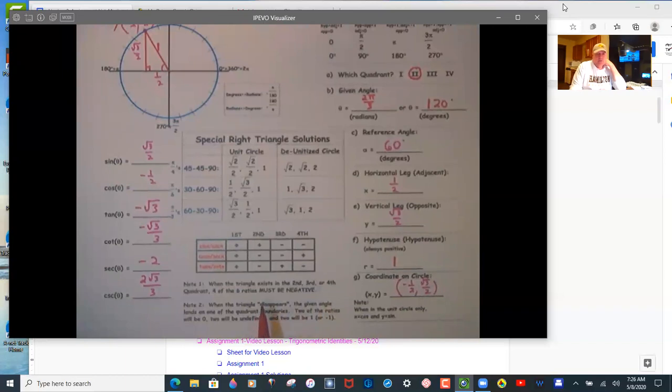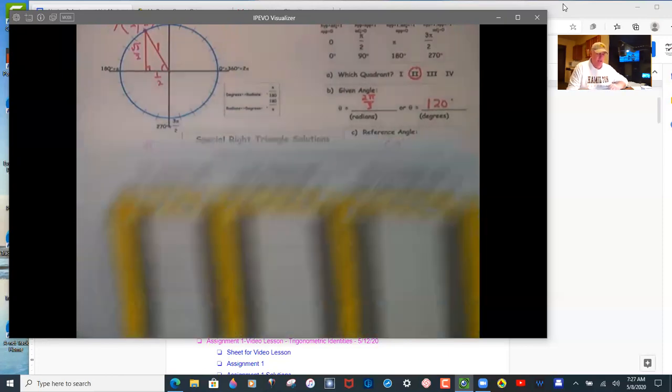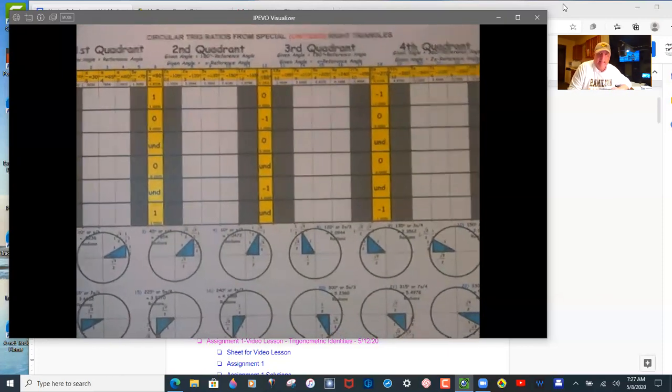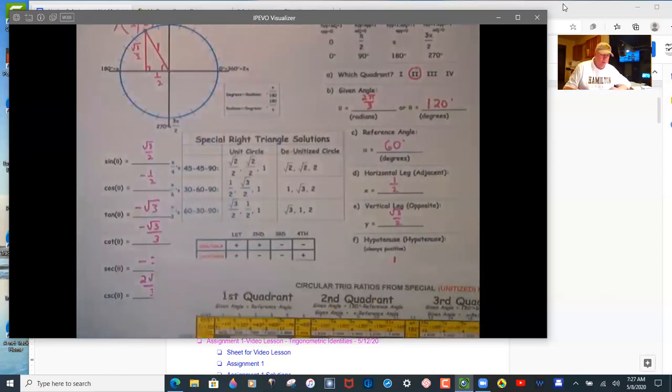These notes here are good to look at, to read. And so 4 of the 6 must be negative when you're in the second, third, or fourth quadrant. And when the triangle disappears, the given angle lands on one of the quadrant boundaries. That's not going to be in this assignment, but it will be on the table that you're filling out. It's included. I did that for you. So what are you going to do?